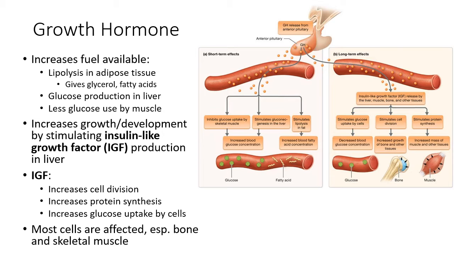But in order to make IGF, you have to have the growth hormone. And of course, if you don't put nutrients in your blood for your growing cells to use, then you're not going to be able to grow. Almost every cell in your body is affected by these two hormones, by growth hormone and by IGF, especially affecting your bones and your skeletal muscles. Different cells in the body are going to be affected in different ways by these hormones. They have a lot of complicated effects on different types of cells.